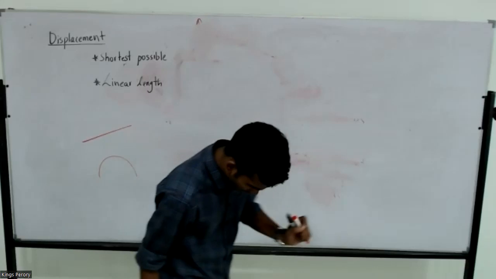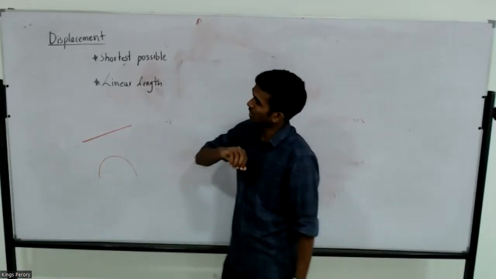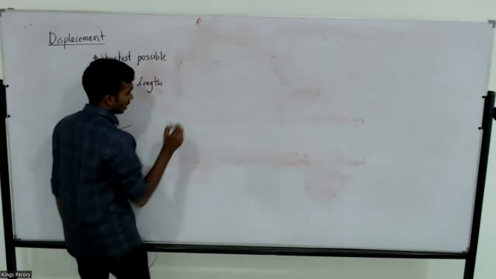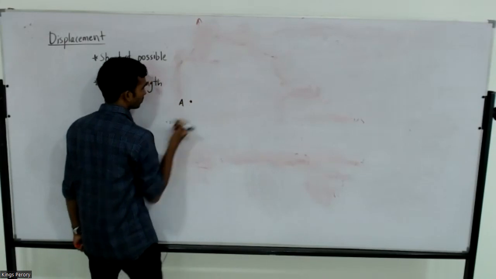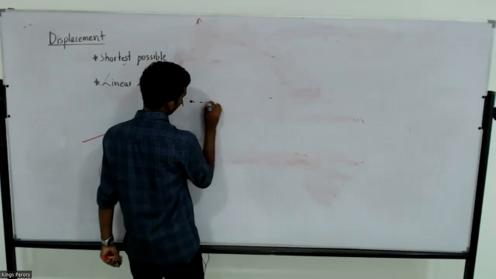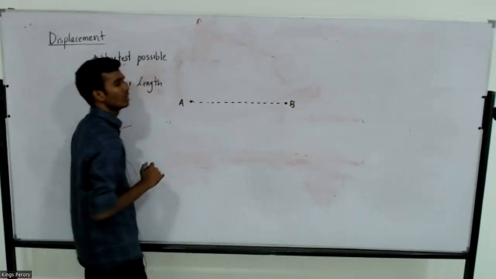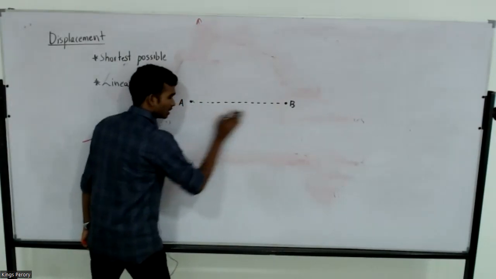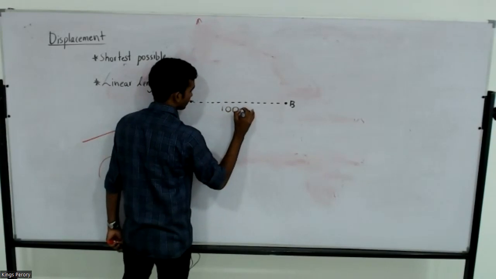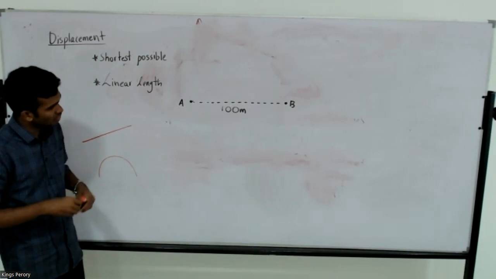So it's the shortest possible linear length between the starting point and the end point. That is what we define as displacement. We'll take the previous example. The fellow went from point A to point B. You all tell me, what is the length between A and B? It's 100 meters. Can you all see it is the shortest possible length?